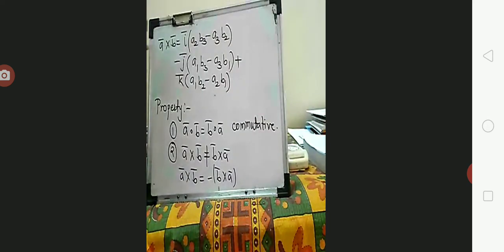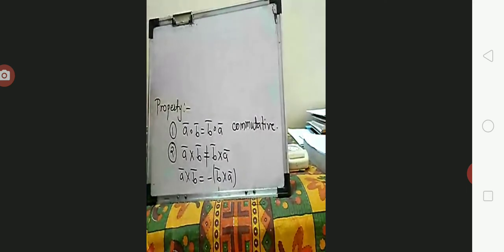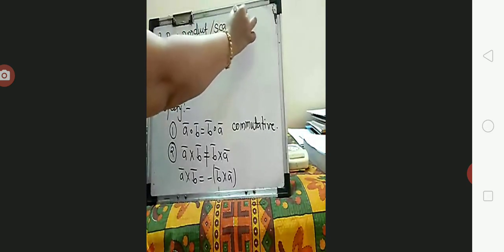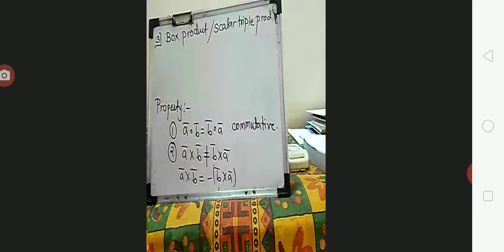Now we'll go ahead with the next type of product, which is called a box product. I think you have seen that earlier. So the third one is the box product, or we call it the scalar triple product also. Earlier you have seen examples in 12th, or those who are doing diploma have also come across such questions, because you have seen there two-dimensional vectors.